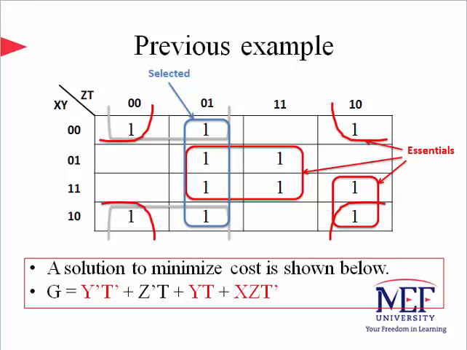So the final function that minimizes the cost is shown by G, which is Y' T' plus Z' T plus Y T plus X Z T'.